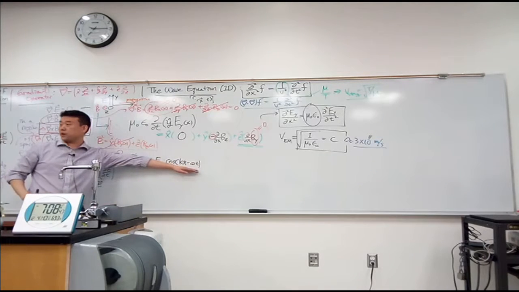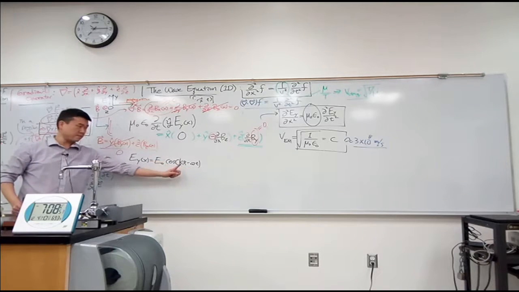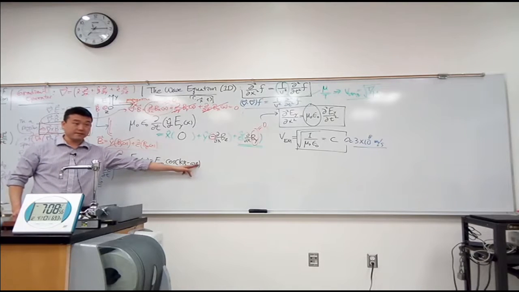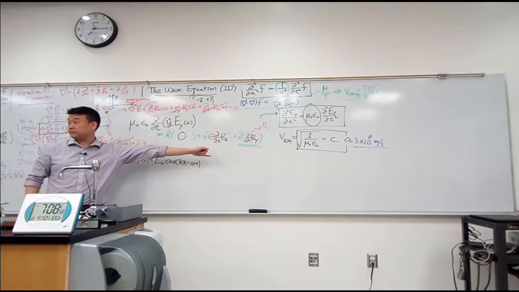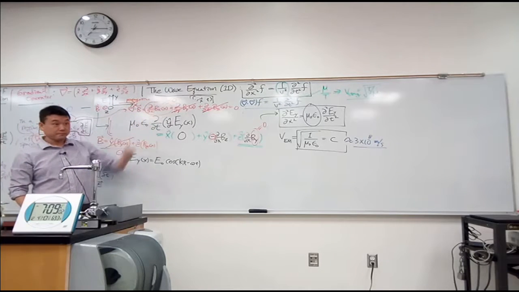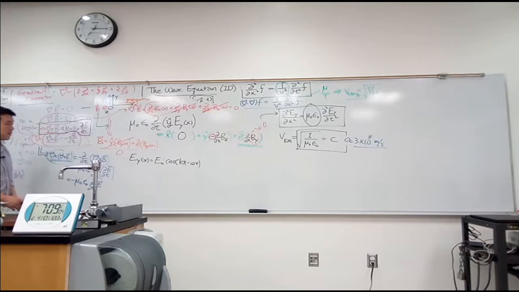Do people remember this way of writing a traveling wave? Yes, wave number times x minus omega t. This represents a wave traveling to the right, or a wave traveling in the plus x direction. Yes? And this is what I'm going to assert.